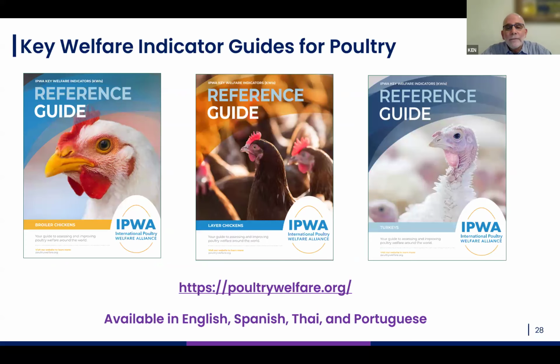So before we transition away from the key welfare indicators in general, I just wanted to bring attention to the key welfare indicator guides that are published by the International Poultry Welfare Alliance. They're available in English, Spanish, Thai, and Portuguese. They're available on the website, which is listed here. They're free. They're a great resource. They define what the KWIs are. They talk about why each one is important, how to measure them, and some information on how to improve them if there's some opportunity. So great resource guides for you all.